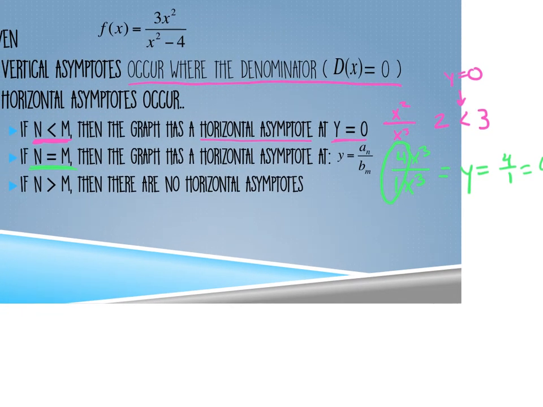If the degree of our numerator is greater than the degree of our denominator, so if we have x cubed over x squared, then we have no horizontal asymptotes.